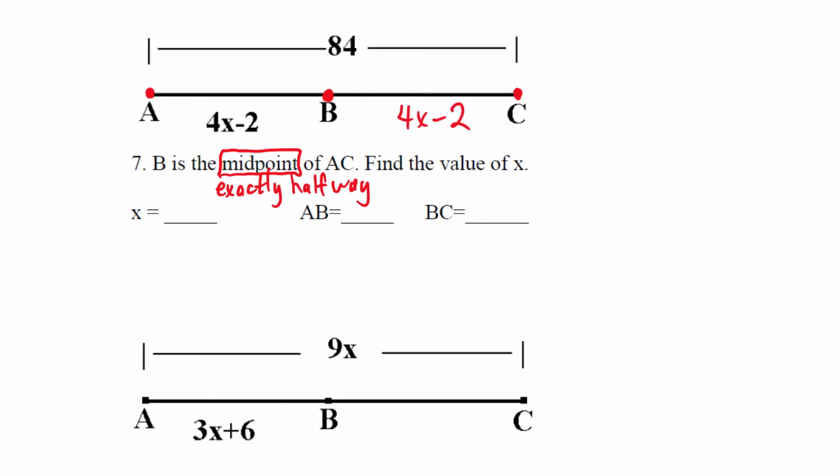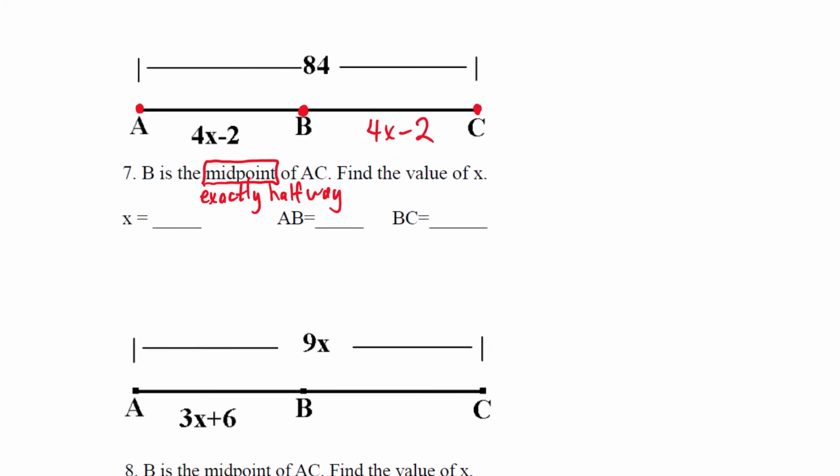And so now I'm using this idea of midpoint to figure out how long BC actually is. It's got to be equal to that. So now what I'm going to do is do like I did before. I'm going to say AB plus BC equals AC.